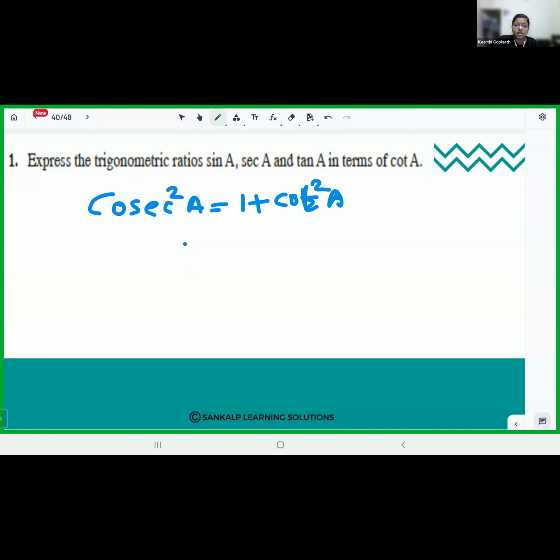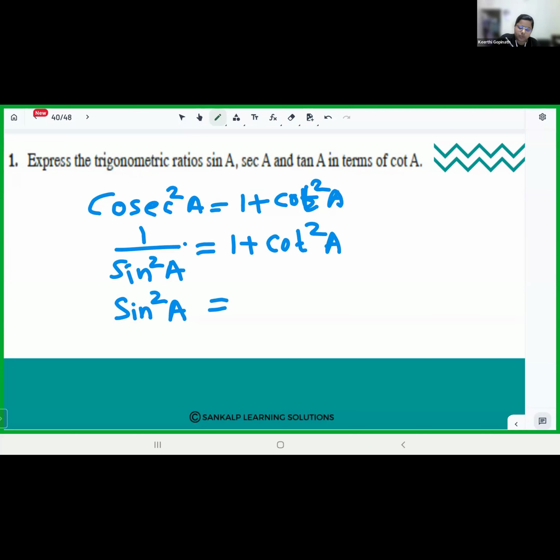Now, how can you write this cosec square A in terms of sine A? We can write it as 1 by sine square A. So 1 by sine square A is equal to 1 plus cot square A. Is that clear to you? Now we need sine A, right? So I am taking the reciprocal of 1 by sine square A, which is sine square A. You have to take the reciprocal of the RHS also, so that is equal to 1 by 1 plus cot square A.